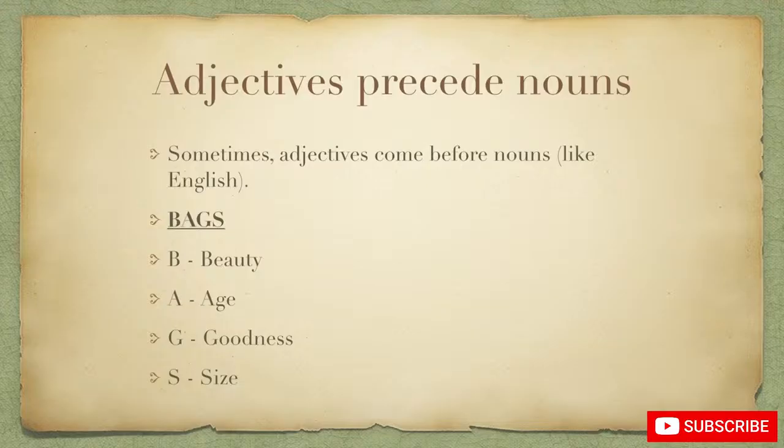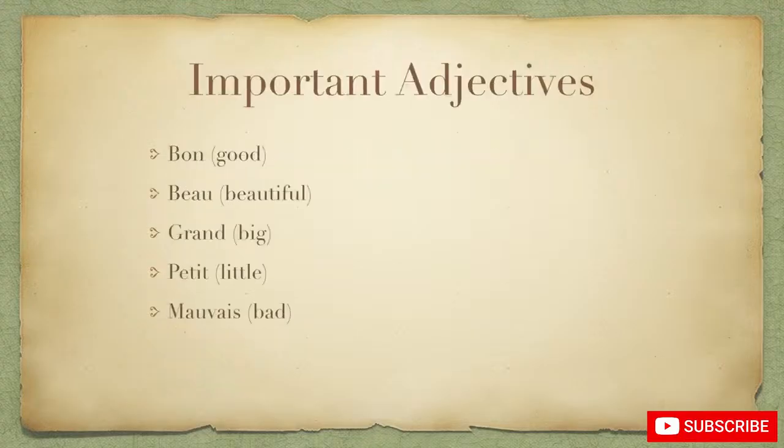An example of beauty would be beau: le beau chien, the beautiful dog. An example of age would be le jeune enfant, the young child. Jeune is the descriptive word. Goodness would be le bon homme, the good man. Bon is the adjective. And then size, an example would be la grasse fille, like the fat woman.